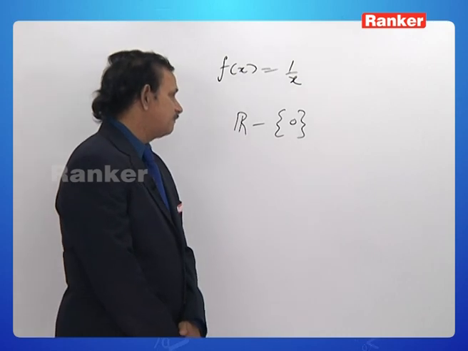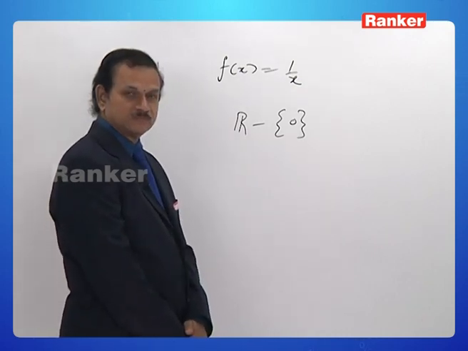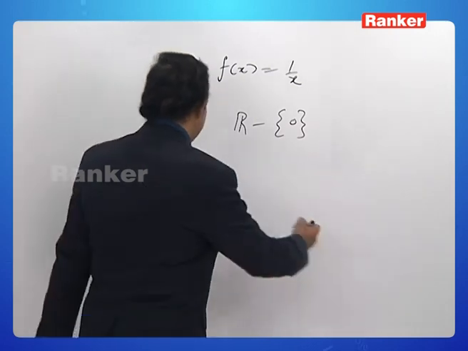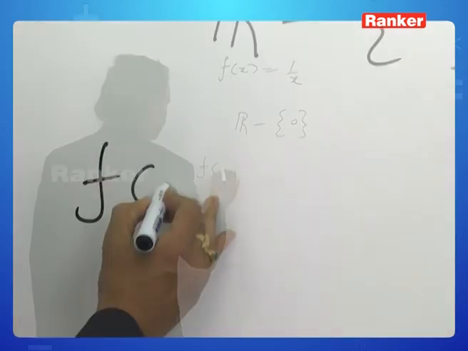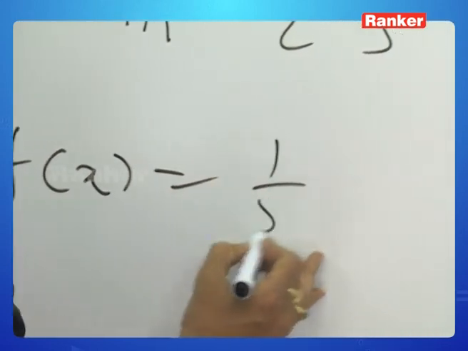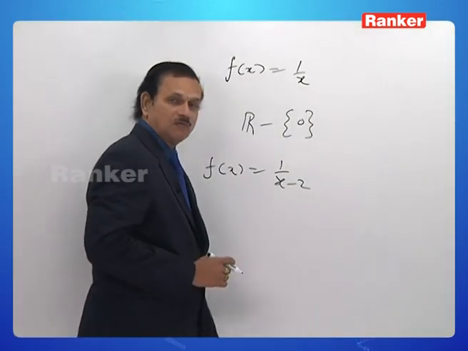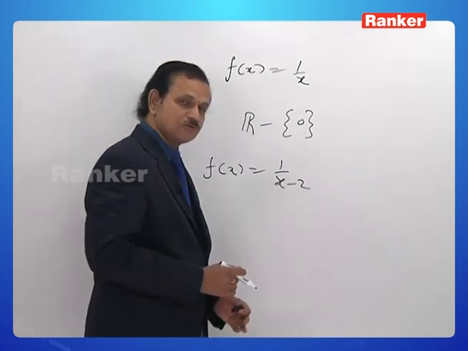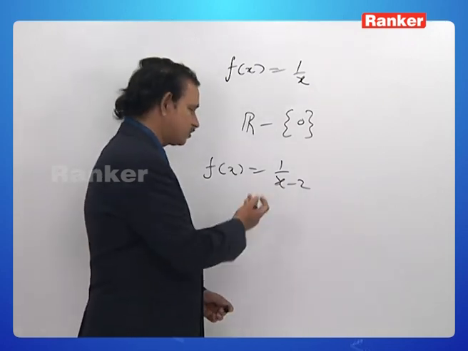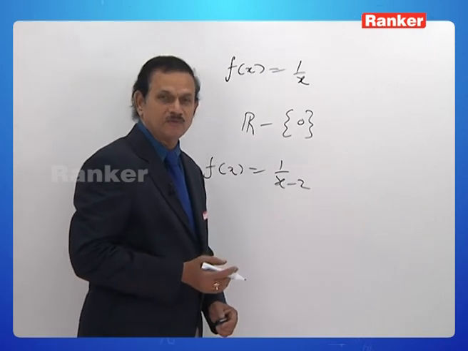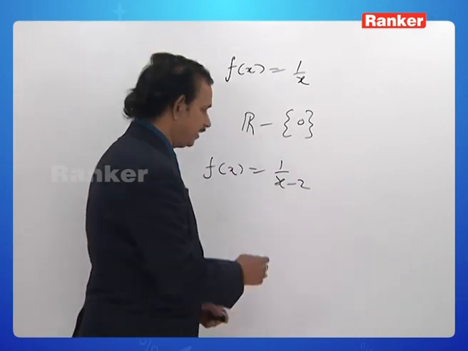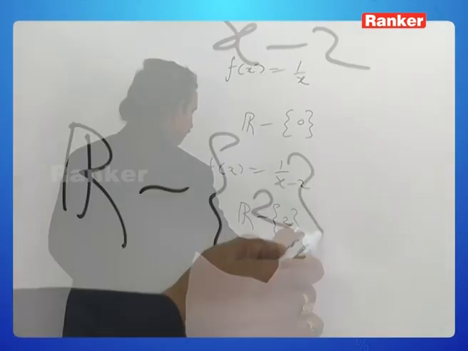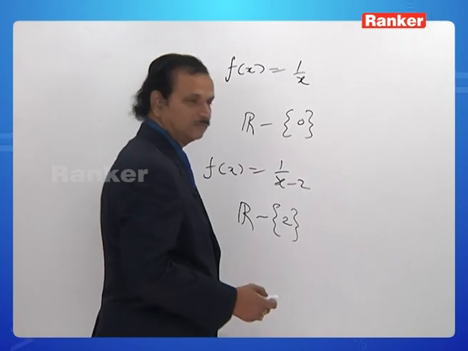Therefore, for f(x) = 1/x, the domain is R minus {0}. Another function, let us observe: f(x) = 1/(x - 2). Then, what is the point which troubles you in defining f(x)? x = 2 troubles you. Why? Because f(2) becomes 1/0, again not defined. Here we notice that the domain of the function is R minus the singleton {2}.